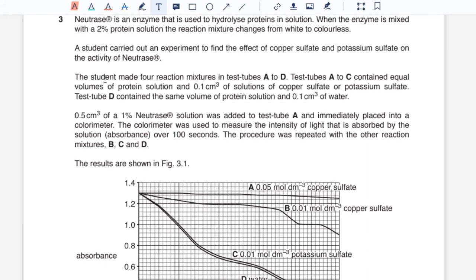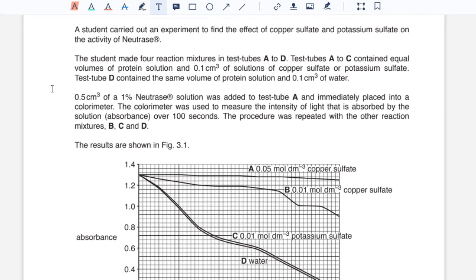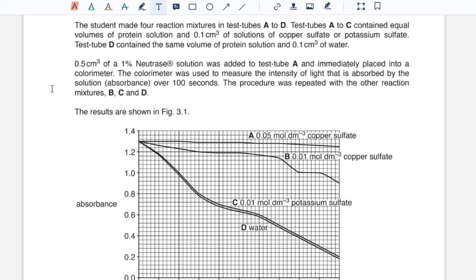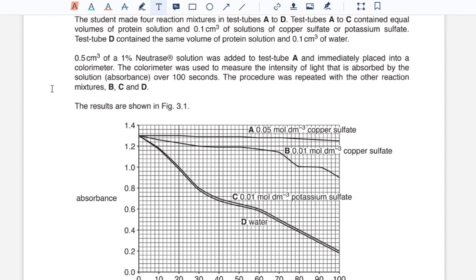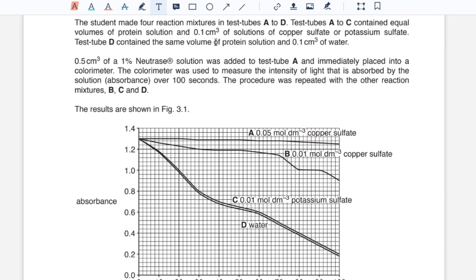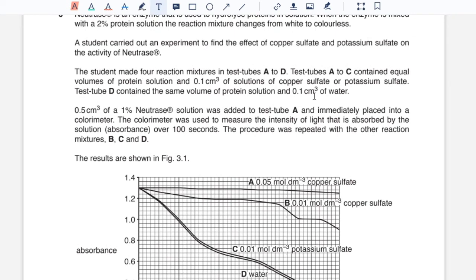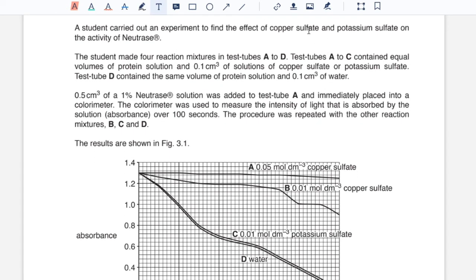A student carried out an experiment to find the effect of copper sulfate and potassium sulfate on the activity of the enzyme. The student made 4 reaction mixtures in test tubes A to D. Test tubes A to C contained equal volumes of protein solution and 0.1 cm cubed of solutions of copper sulfate or potassium sulfate. Test tube D contained the same amount of protein solution and 0.1 cm cubed of water. So all of the test tubes contain the substrate or the protein for the enzyme nuclease. D contains only water, whereas A to C contain either of the 2 solutions, copper sulfate or potassium sulfate.